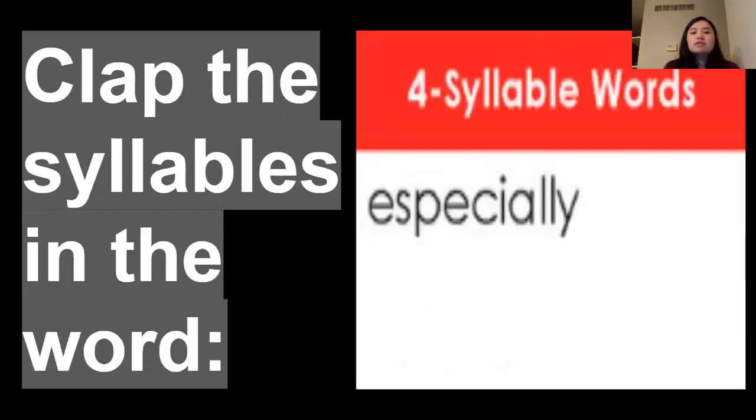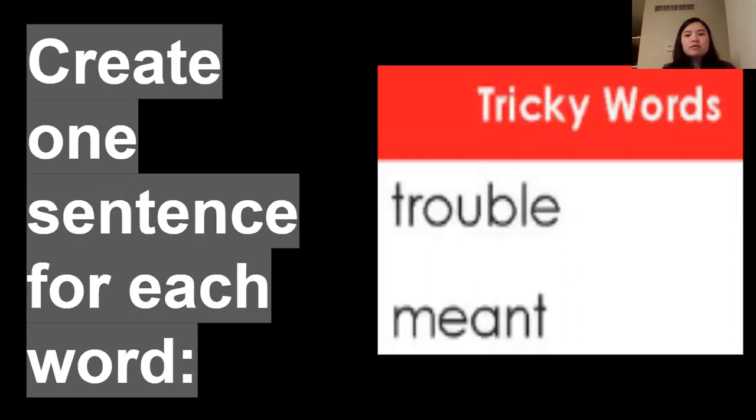Now, we're going to clap the syllables in the word that has the 4-syllable words. So in this case, the word is especially. Especially. Actually, 4 syllables, okay? Now, tricky words. We have trouble and meant. So say trouble. Good job. And meant. Please say it.